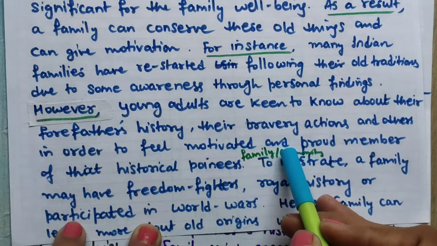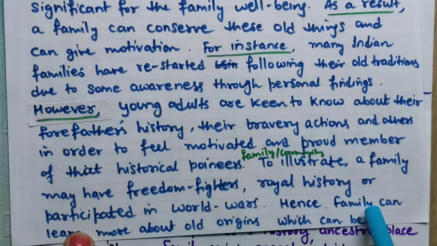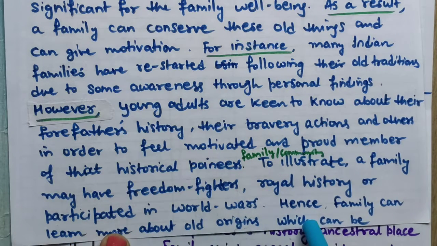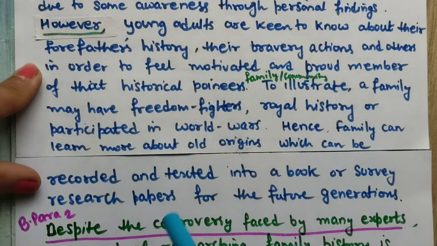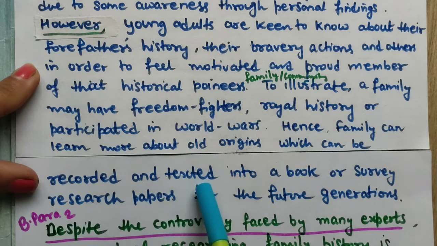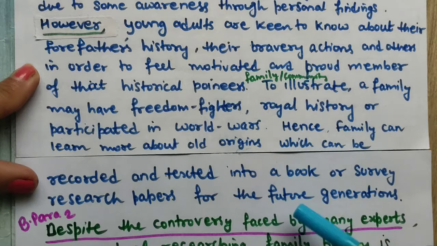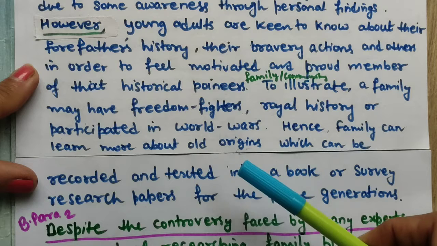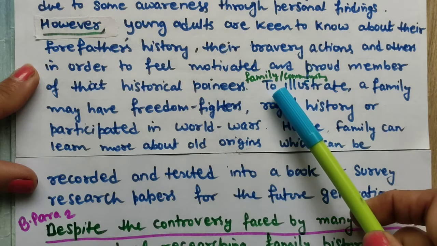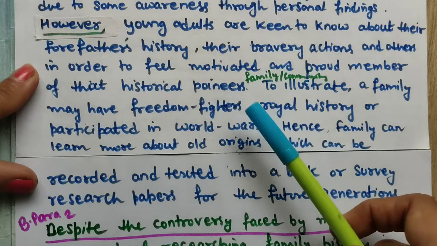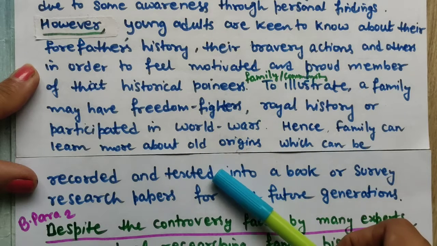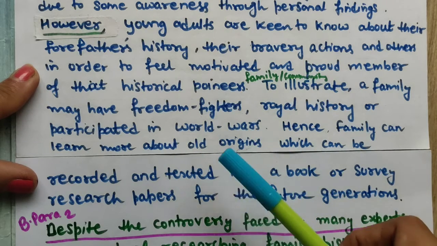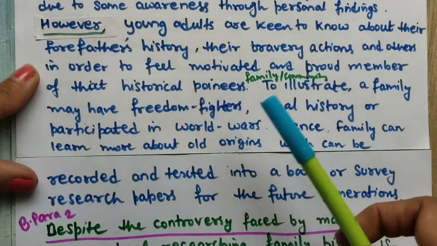Family can learn more about old origins, which can be recorded and written into a book or survey research papers for the future generations. So whatever points come up, don't worry about how to start or how to shift to the next point. There are some connectors, you can learn them, and then freely follow up your points and explain them. They need your explanation, not ready-made language.